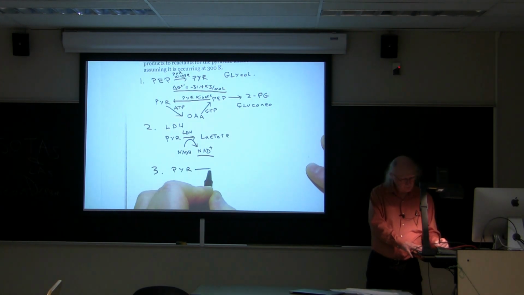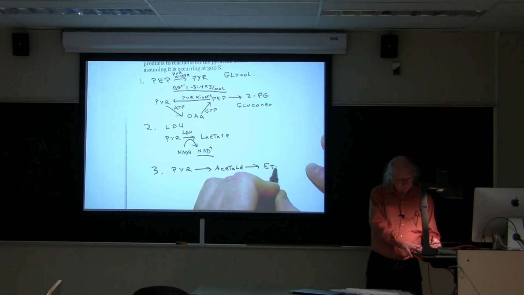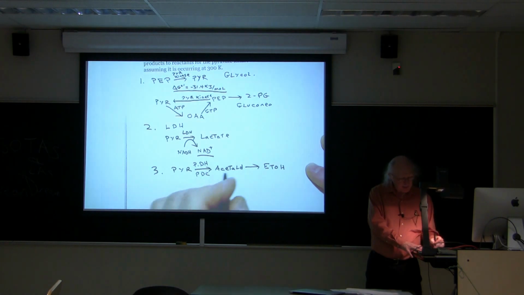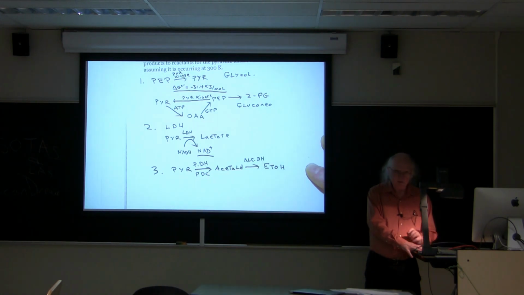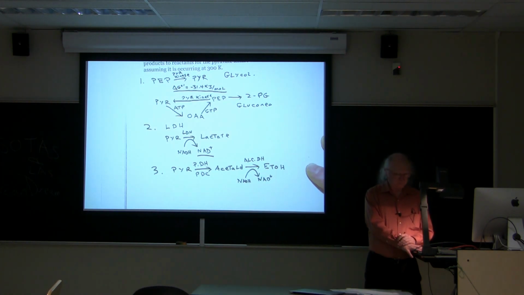Pyruvate goes to acetaldehyde, which goes to ethanol. The first reaction is catalyzed by the enzyme pyruvate dehydrogenase, also called pyruvate decarboxylase. And the second reaction, acetaldehyde going to ethanol, is catalyzed by the enzyme alcohol dehydrogenase. And it's this reaction that converts NADH to NAD+, just like we see in animal muscle cells.